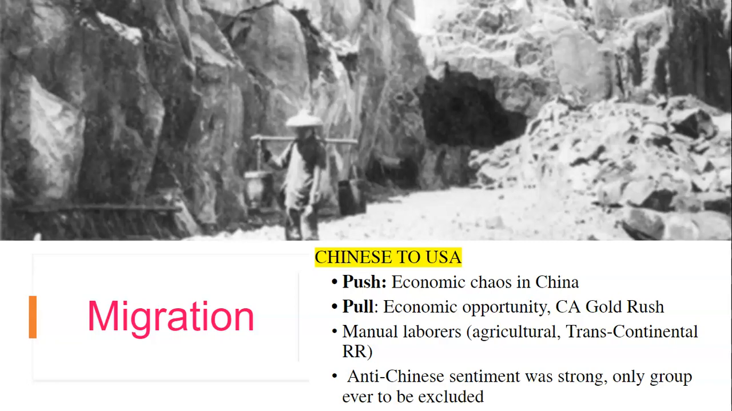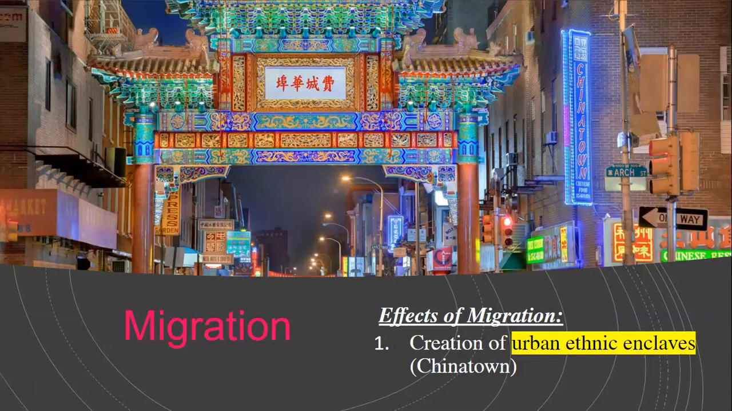And this remained in effect until 1943. So, the effects of migration. We had the creation of urban ethnic enclaves. When you hear about cities called Chinatown, that's an urban ethnic enclave. That's where they feel safest. They're going to stay with people that live like them, who are culturally alike. Why? If you come to a new country and you don't know the language, you can at least be around people who speak your language.